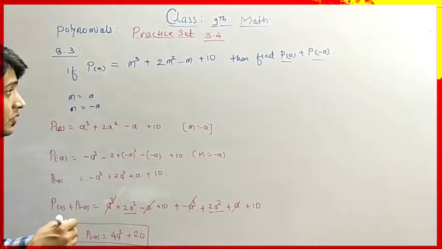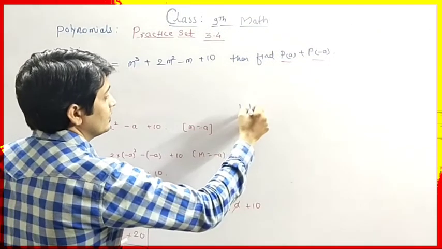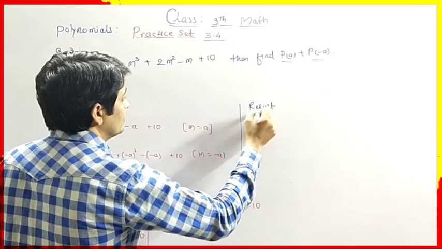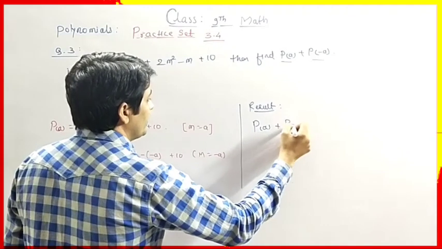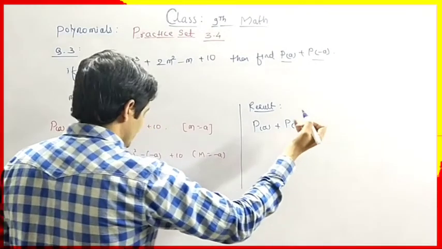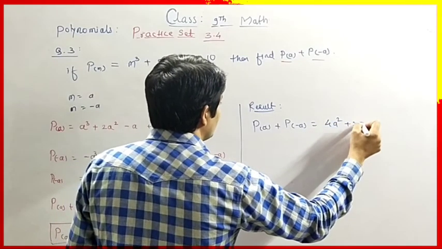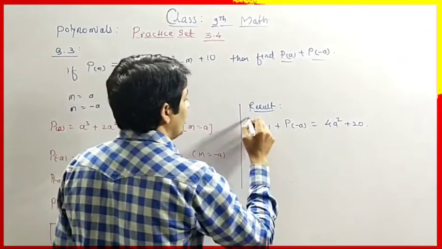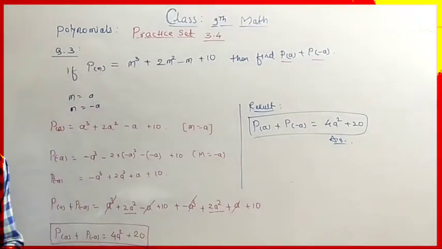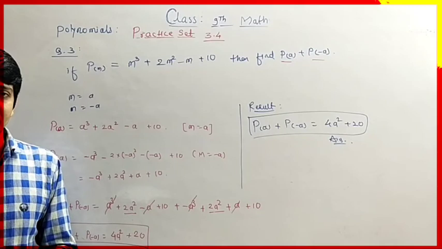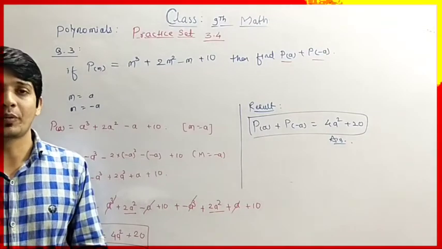Okay, so now we have to write the result. So what is the result? P(a) plus P(-a) equals 4a square plus 20. Okay, so this is our answer. Okay, so students, this is again a really very easy one. It is a little bit of a conceptual part. Okay, so write down, this is the third problem.